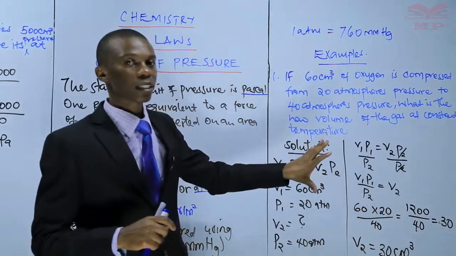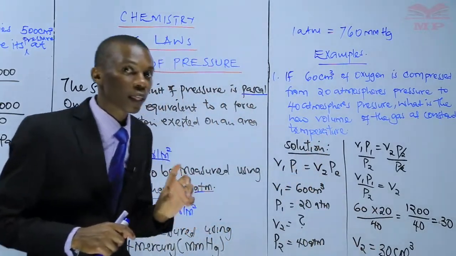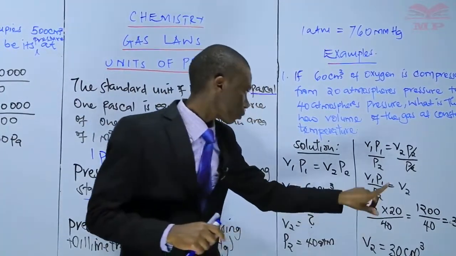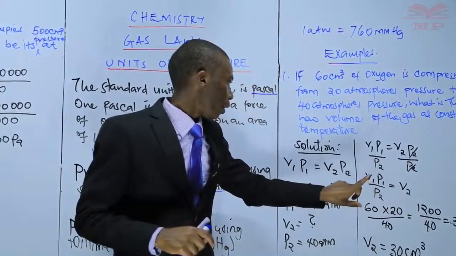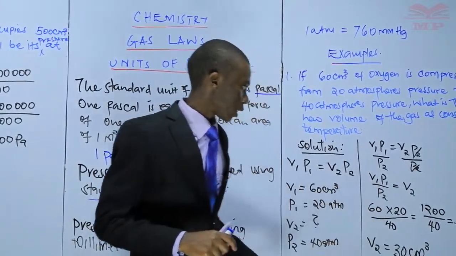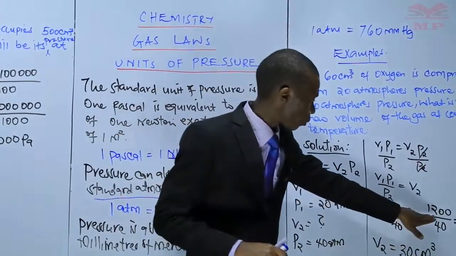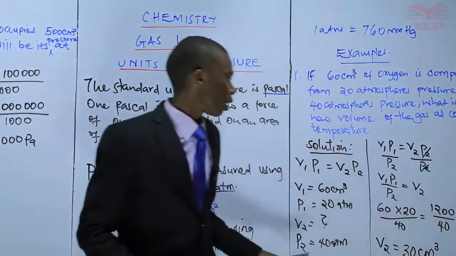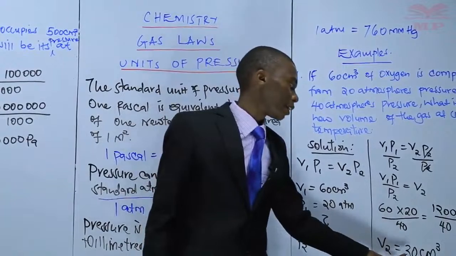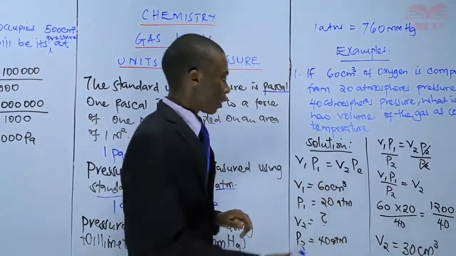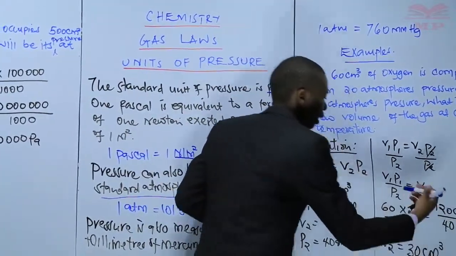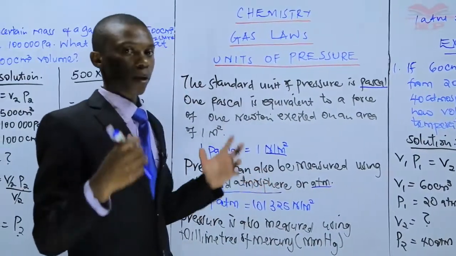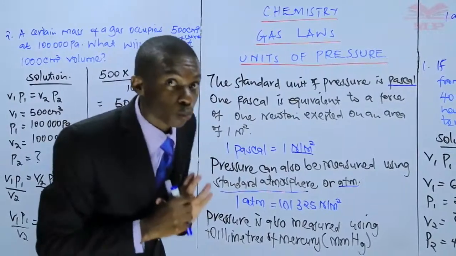Now from there, the next step is substitution. Once you substitute, V1 is 60, P1 is 20, P2 is 40. Therefore, 60 times 20 is 1,200. Divide by 40, this will give you 30. And therefore, the V2 is 30 centimeters cubed. And I've told you again that you must include the units because they are so important. That shows that those are the units of measurement of volume.